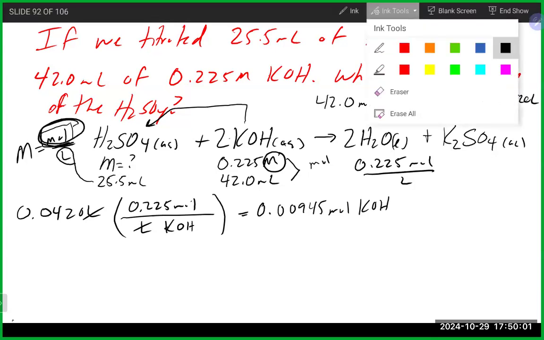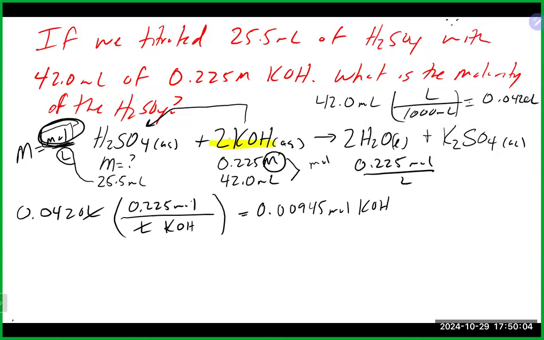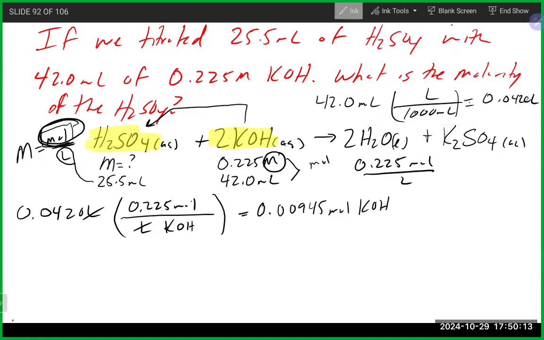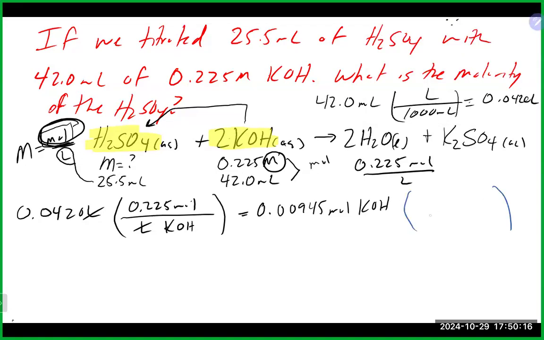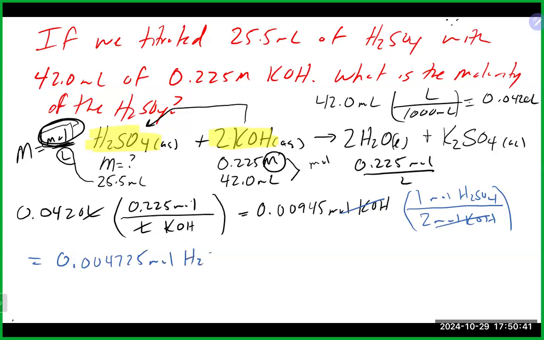So when we look at our balanced equation, we can see that for every 2 moles of the KOH, we basically have 1 mole of our sulfuric acid. So that would be our next step here in the calculation. We're going to go opposites to cancel. So the 2 moles of KOH will go on the bottom. The 1 mole of sulfuric acid will go on top. That's the stoichiometry part, and it gets us to the right units that we need, which are moles of sulfuric acid. And we will end up with 0.004725 moles of sulfuric acid.